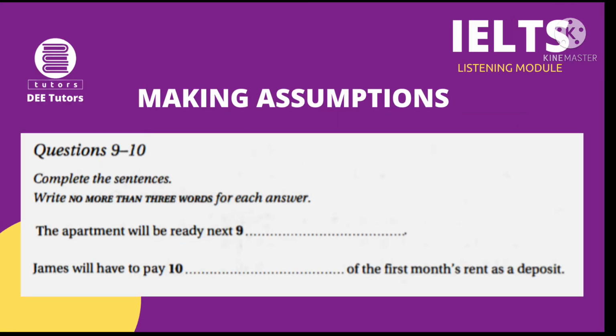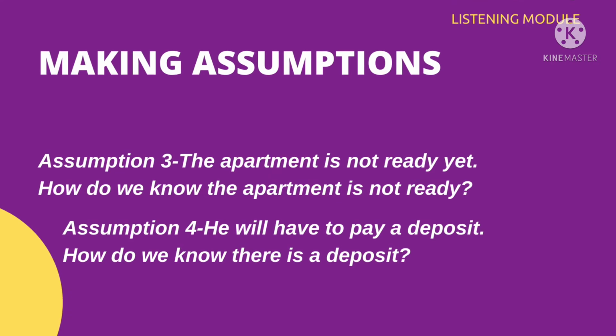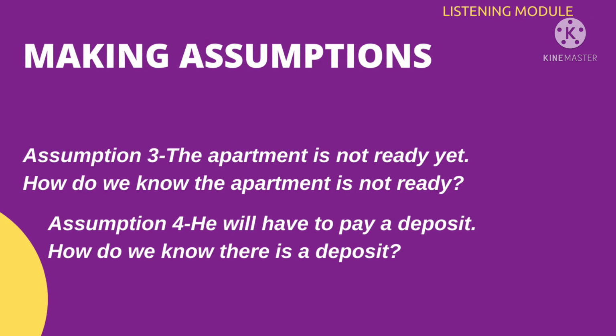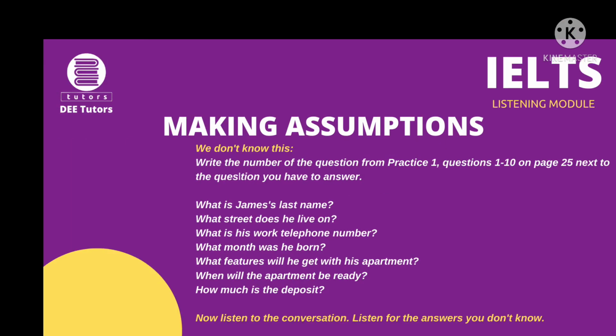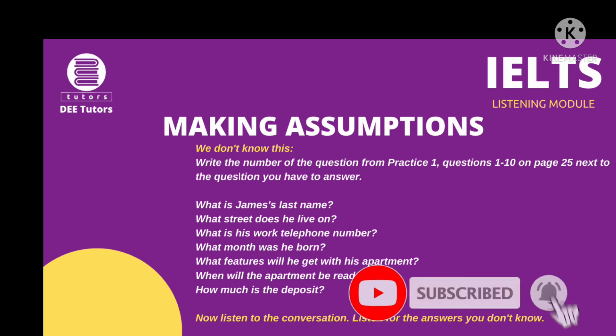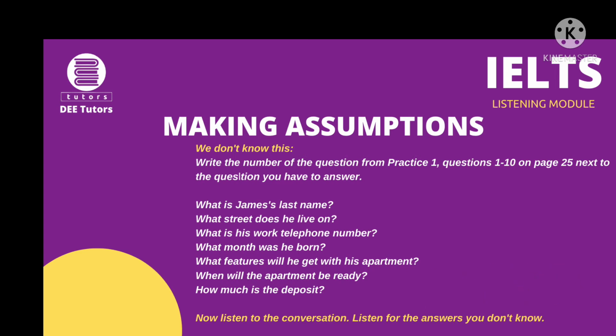Questions 9 to 10: the apartment will be ready next, and James will have to pay up, which means the apartment is not ready, and there is a certain amount of money James needs to pay as a deposit to get the apartment. From these assumptions, it's obvious that there are some questions we do not know the answers to. Those are the ones written out here, and we are going to get the answers while we listen to the conversation. So this is how you make use of assumptions.